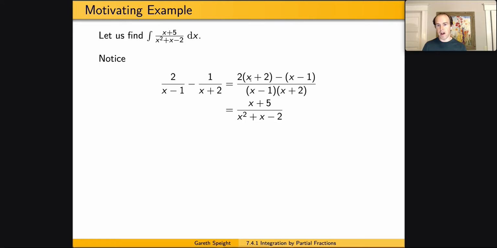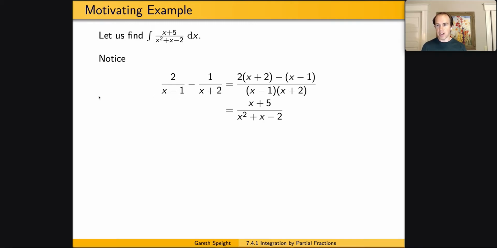So we are going to get 2 times x plus 2, minus x minus 1, over x minus 1 times x plus 2. Then if we multiply out the top, 2x minus x is going to give us x, and 4 minus minus 1 is going to give us 5. So we get x plus 5 divided by x squared plus x minus 2. And surprise, surprise, or maybe not a big surprise, that's the thing we started with. That was why I chose this particular expression.